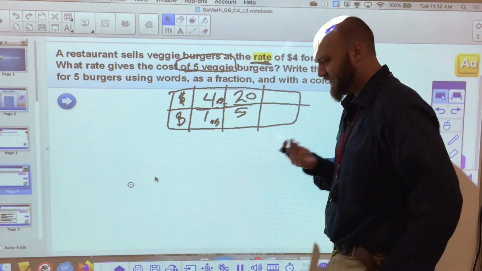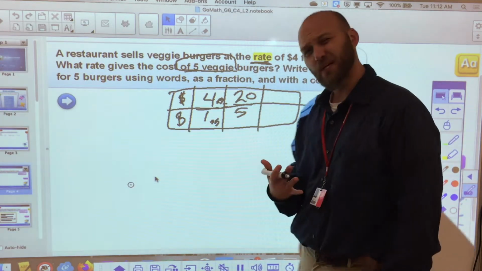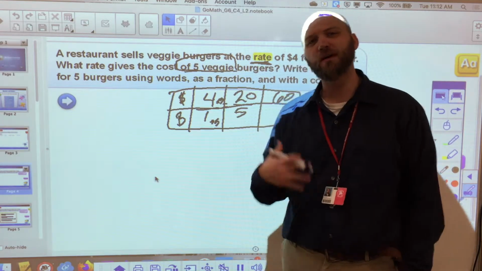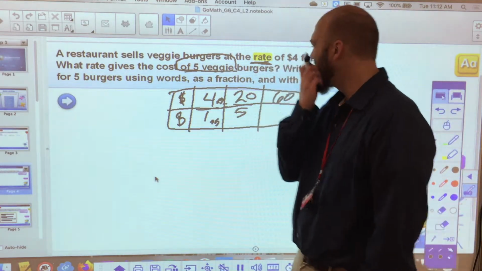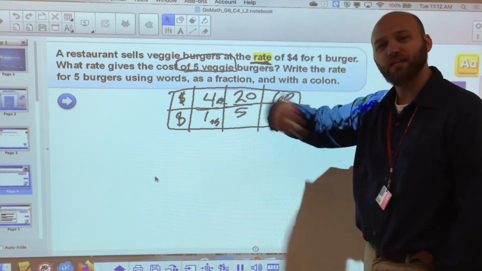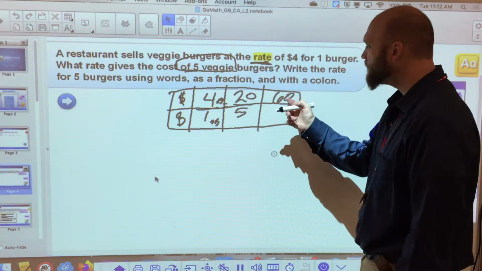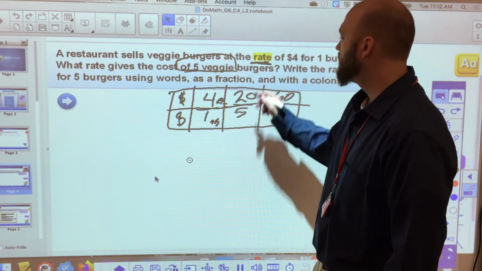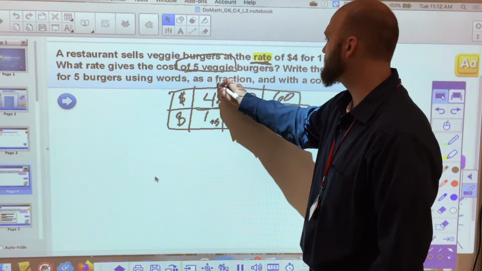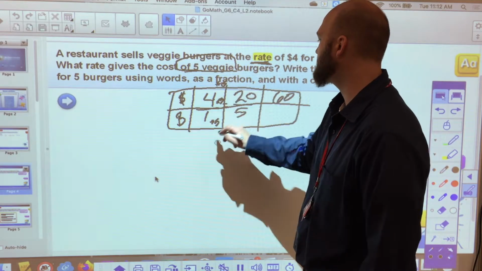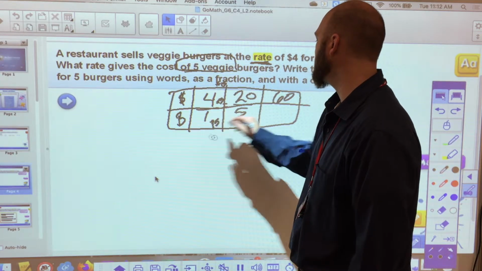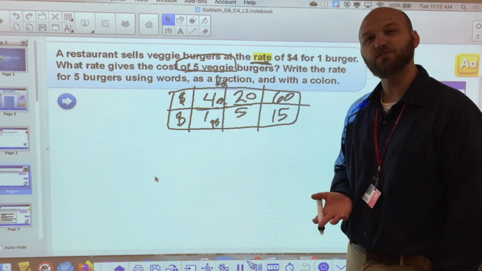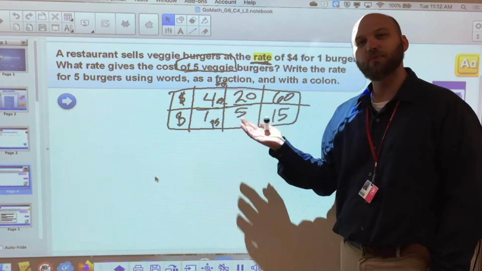Well, what if I said, well, I'm walking around, I got a lot of money, let's say I have $60 and I just need some veggie burgers. How many veggie burgers can I buy for $60? Well, I know that my unit rate is 4 for 1. Well, 60 divided by 4, well, I know that there's 4 times 15 gives me 60. So 1 times 15, I can buy 15 burgers for $60. My table really plays out here.